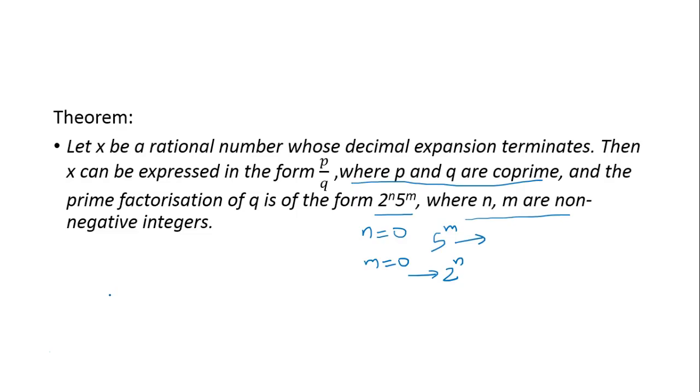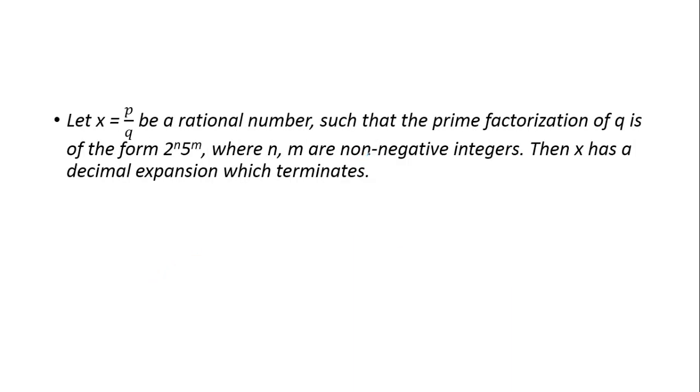What about the converse of this theorem? So now we have seen that if the decimal expansion terminates, then the denominator can be expressed as 2 raised to n into 5 raised to m. What about the opposite of this? That is, if the prime factorization of q is of the form 2 raised to n into 5 raised to m, then we can say that the decimal expansion will terminate. Let's look at a few examples to see how this works.